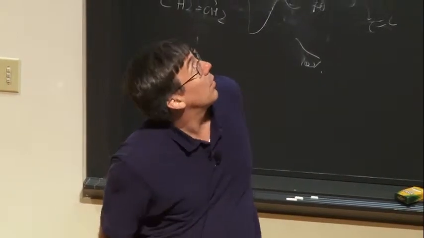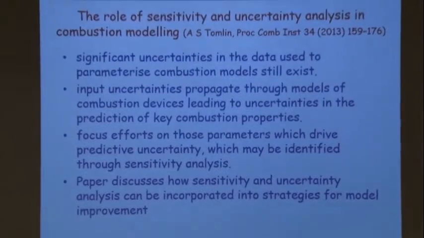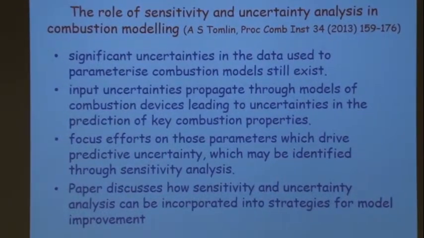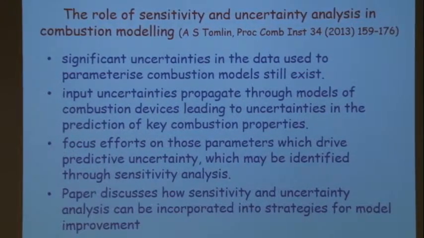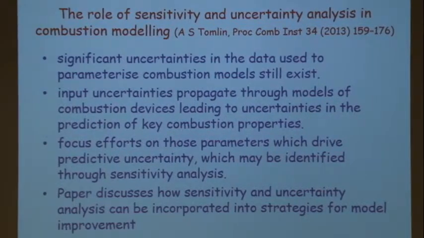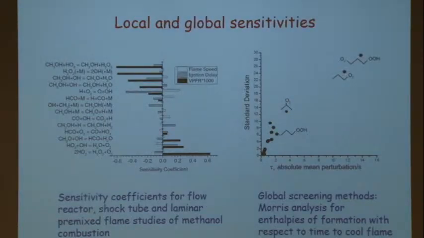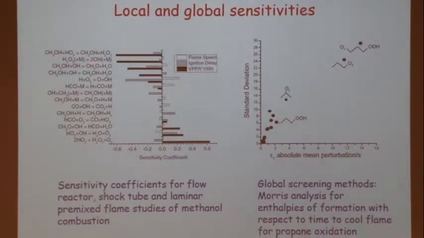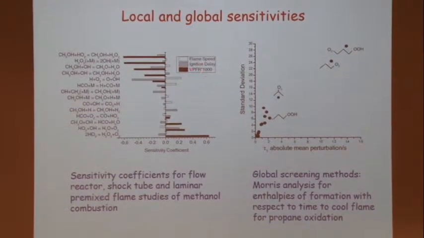There's another nice paper by Tomlin in the last combustion symposium. It's all about, again, how to do the sensitivity analysis, and also there's other kinds of uncertainty analysis. So this is an interesting thing. If you use Chemkin, for example, you can get these kinds of plots, which are how sensitive different observables are to different reactions. In this case, the white bars are the flame speed and the gray bars are the ignition delay.